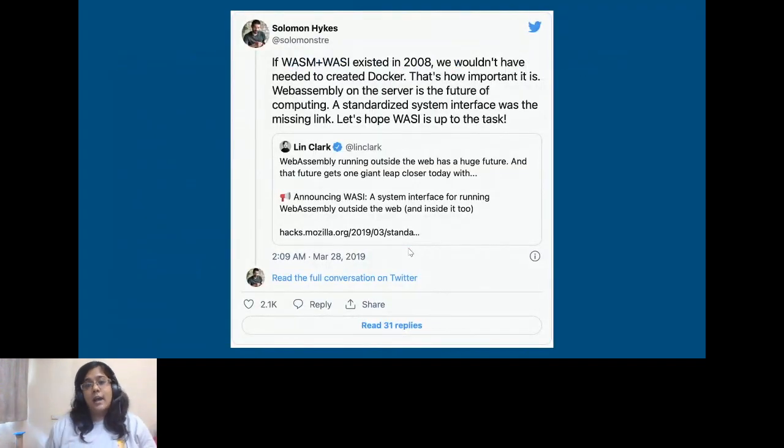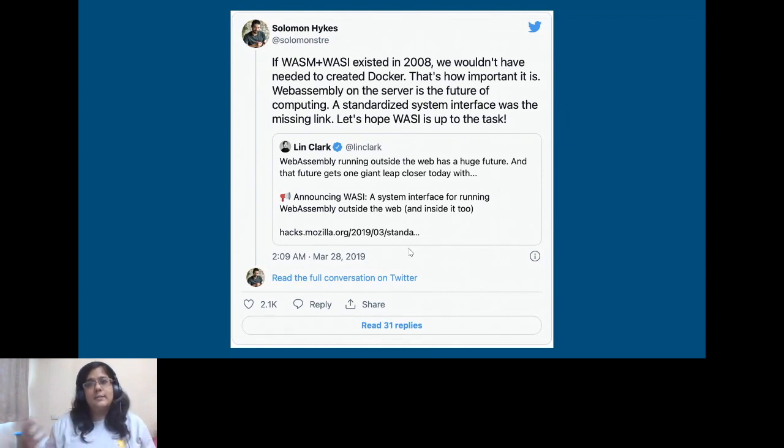So Solomon Hykes, who is the founder and the creator of Docker, mentioned how important WebAssembly would have been had it been around in 2008. He said that if WebAssembly, along with the WASI specification, which is the specification for system interface modules, had existed in 2008, they wouldn't have had to create Docker, because what Docker essentially does is provide that layer between your operating system and your application. Docker does that with the help of containerization.